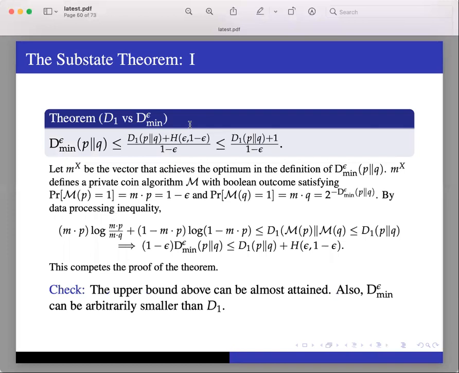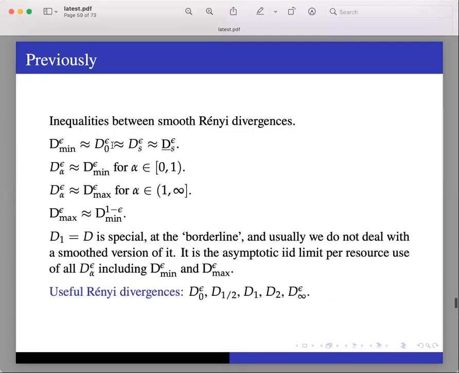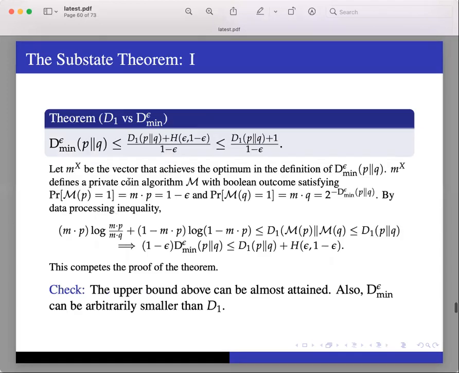Okay, so we'll do some new stuff. As we saw in the last slide, and I emphasize, D1 is special. In particular, D1 is at the borderline, doesn't fit into this. You cannot say D1 looks like D epsilon zero, or you cannot say that D1 looks like D epsilon max. So it's at the borderline. I would like to relate D1 to D epsilon zero or D epsilon min, let us say. And I also would like to relate it to D epsilon max. This is done by a theorem called the Substate theorem. The nomenclature is historical, but this is what it says.